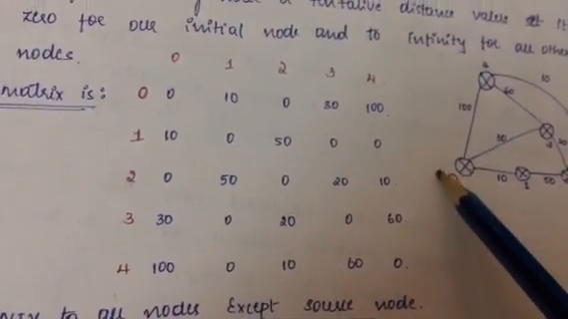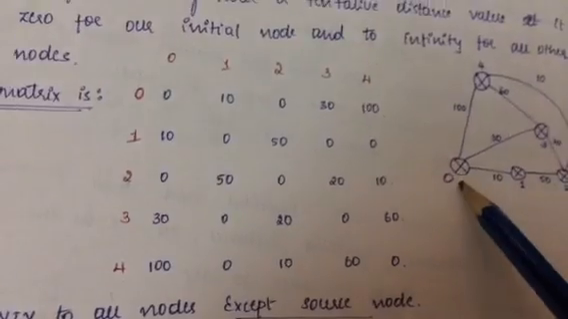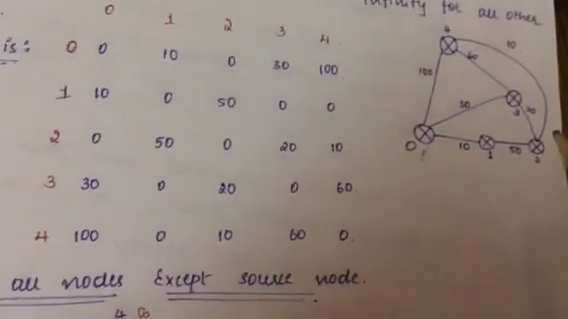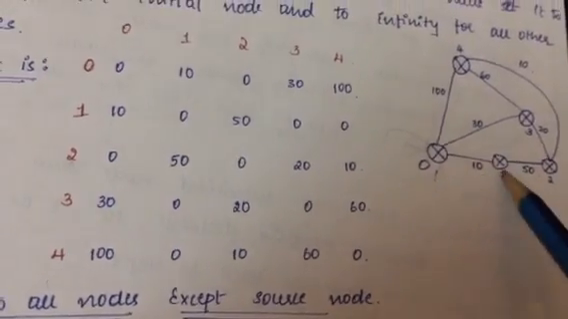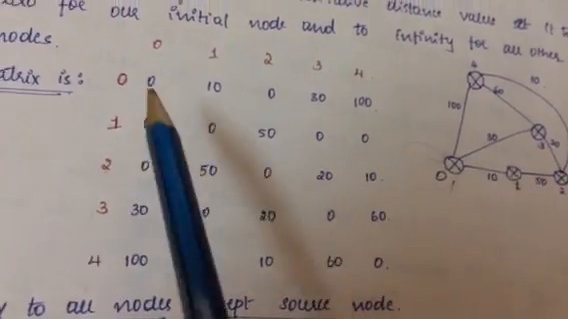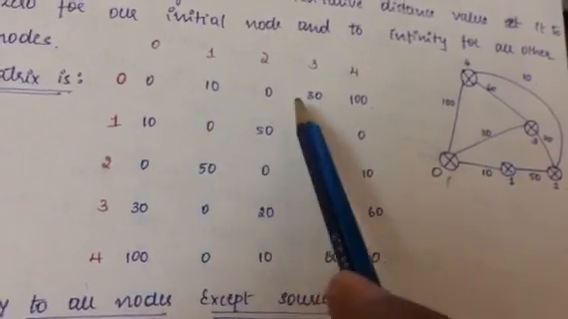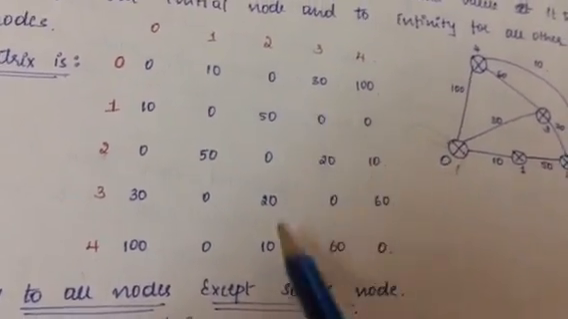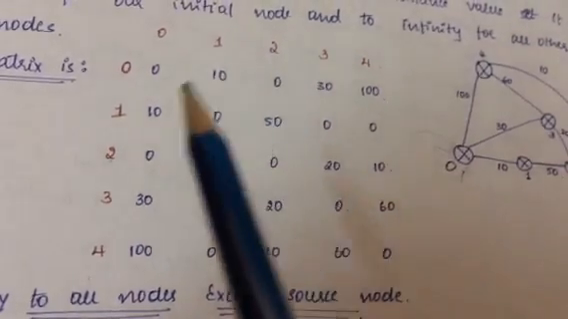0 to 0 means the same source node, so it is going to be 0. The same way 1 to 1 is 0. So likewise you have to remember that, and when there is no direct connection, you can put it as 0. This is the matrix I am going to enter in my output screen.